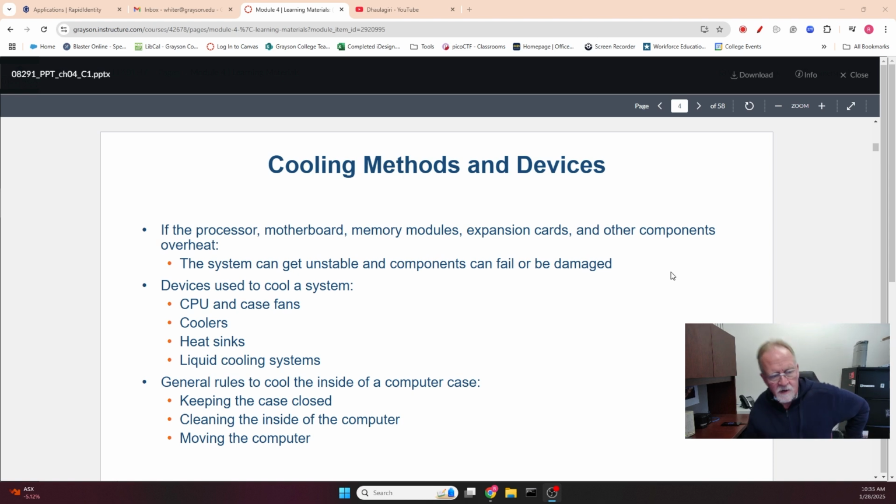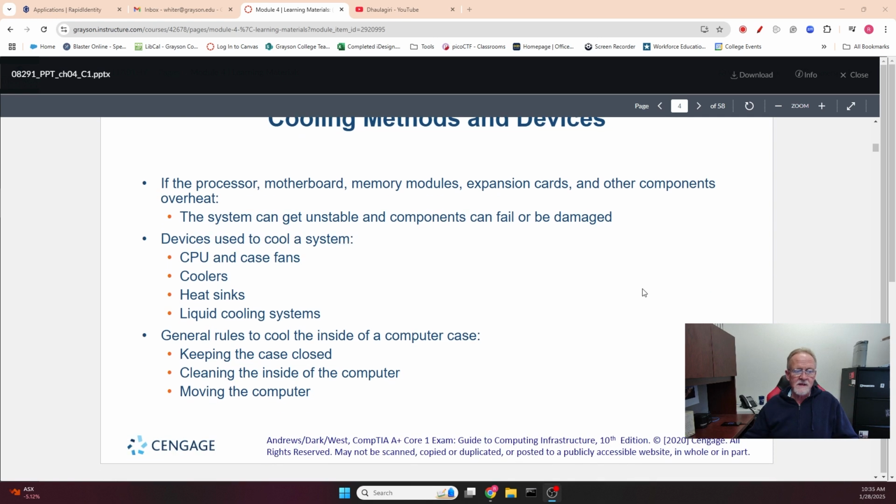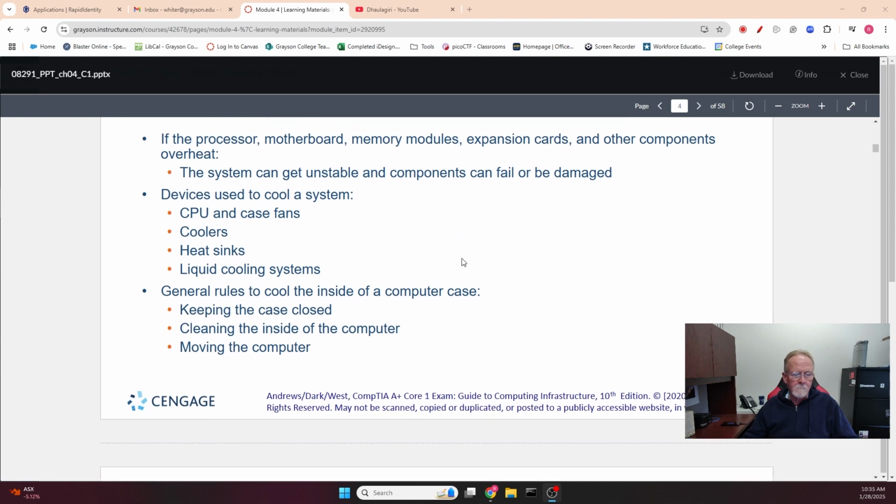Cooling methods. If a processor, motherboard, memory, expansion, any of those components overheat, the system can become unstable or stop functioning. In fact, they're designed to stop functioning. They're designed to shut down when it gets too hot, or the components can be damaged. And when that happens, then you end up having to pay to replace them. So extra heat is not good. Devices used to cool a system: CPU and case fans, coolers, which are a combination of fan and heatsink, the heatsink by itself, and then liquid cool systems. Those are some of the more popular, more common ways to cool a system.